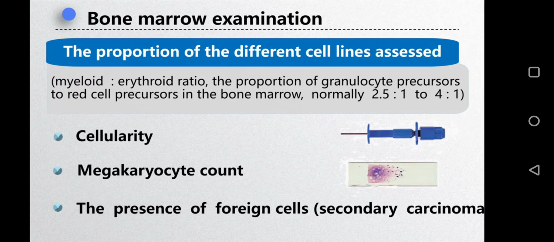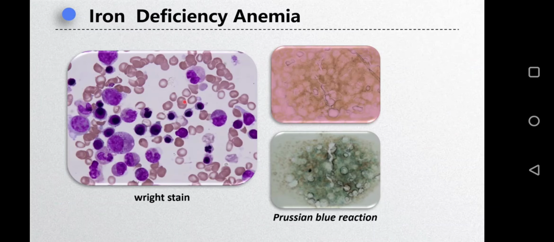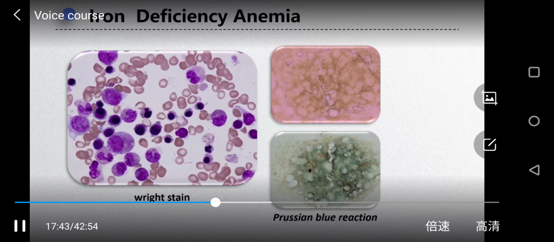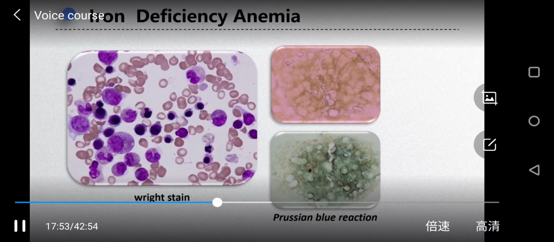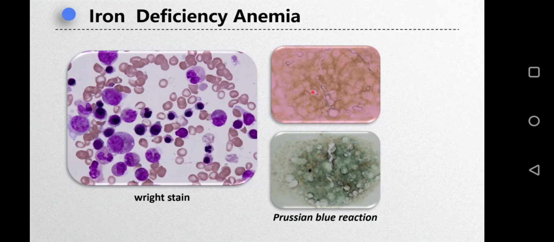Bone marrow examination assesses the proportion of the different cell lines. Myeloid erythroid ratio is the proportion of granulocyte precursors to red cell precursors in the bone marrow, normally 2.5 to 1 to 4 to 1. Also assessed are cellularity, megakaryocyte count, and the percent of foreign cells, such as secondary carcinoma. Small hemoglobin-poor erythrocytes indicate iron deficiency. Bone marrow cytology in iron deficiency anemia shows only increased hematopoiesis and a left shift to basophilic erythroblasts, with absence of iron deposit after iron staining. This one is iron staining, with absence.